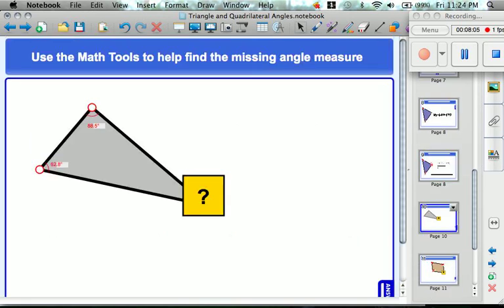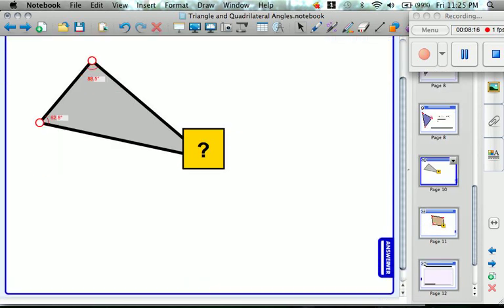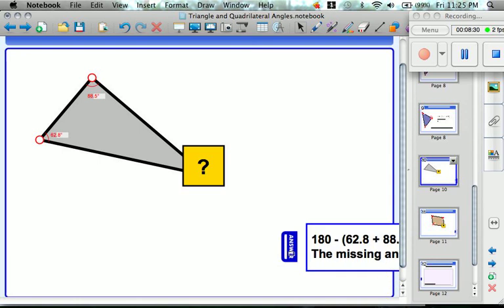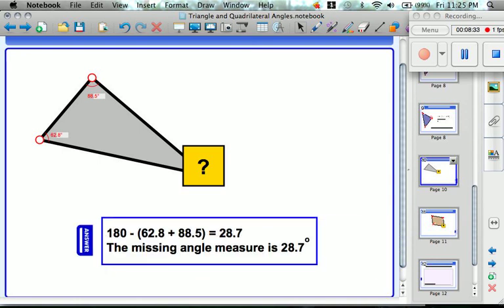Okay, so let's work on this triangle. So we know we have an 88.5 degree angle and a 62.8 degree angle. Let's add those two together, and then subtract that number from 180 degrees. So we have 180 degrees minus 62.8 and minus 88.5, and it gives us 28.7 degrees.